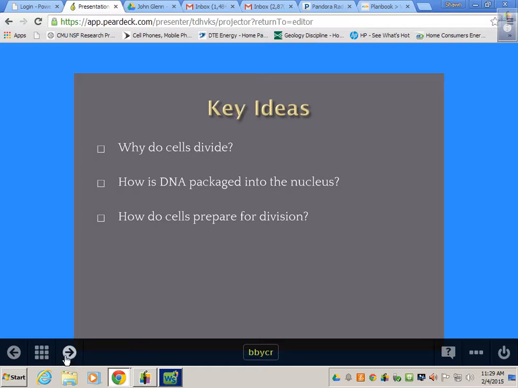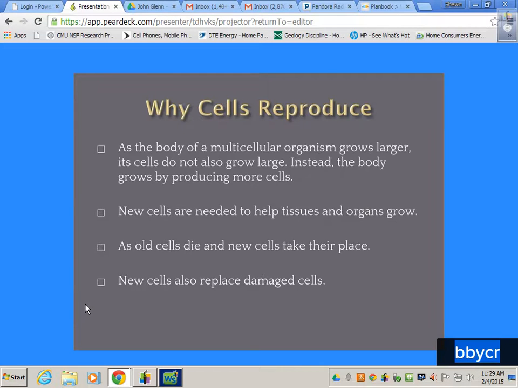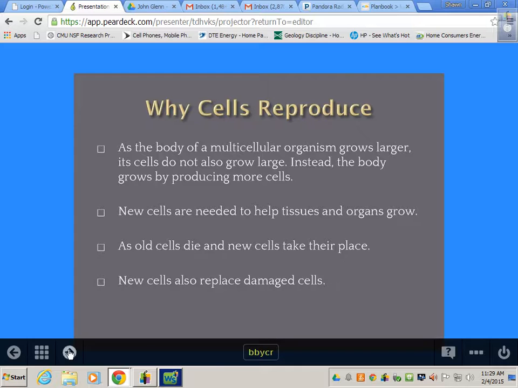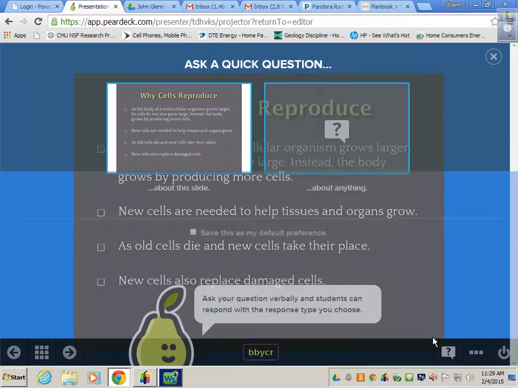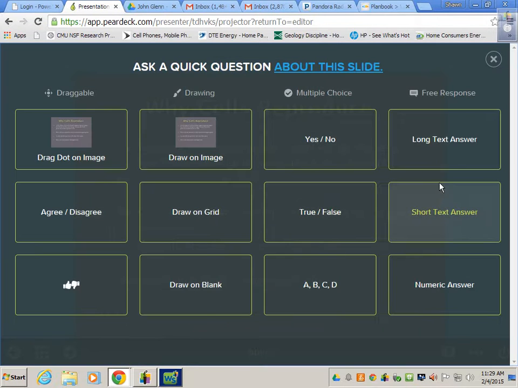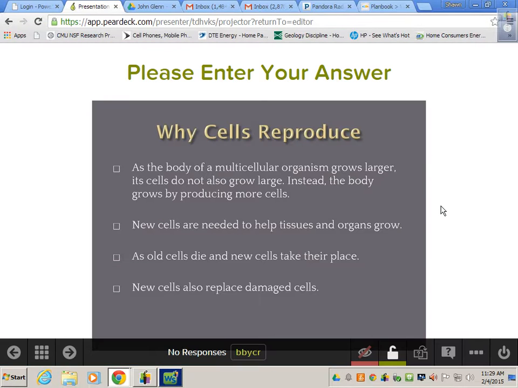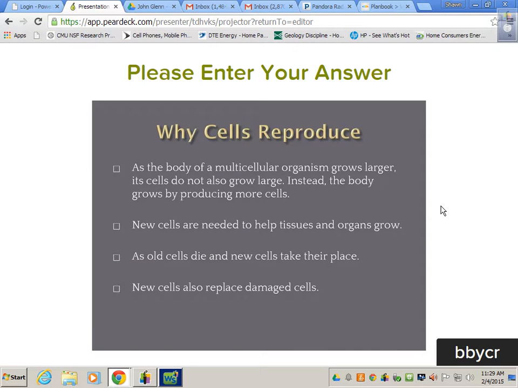Yep, that's okay. So as the body of a multicellular organism grows larger, its cells do not also grow large. Instead, the body grows by producing more cells. Let me ask you this question. Why do cells not just get bigger to make the body get bigger? Why? Why do cells make more of themselves? Why don't they just blow up like balloons?